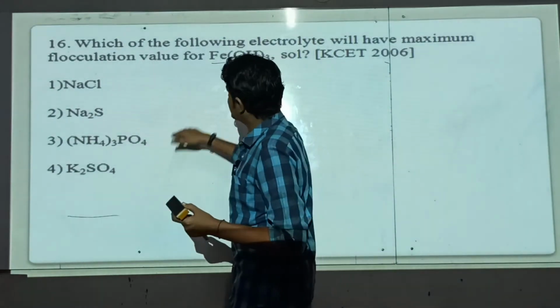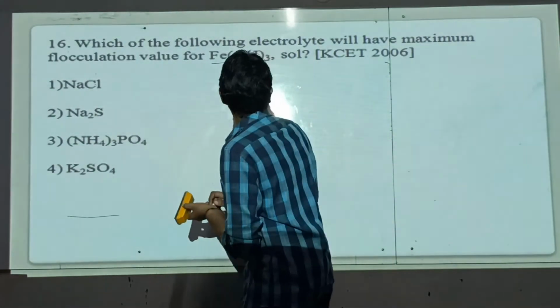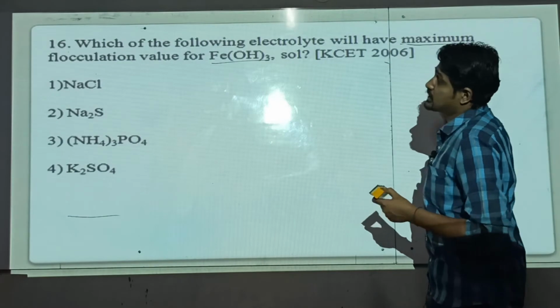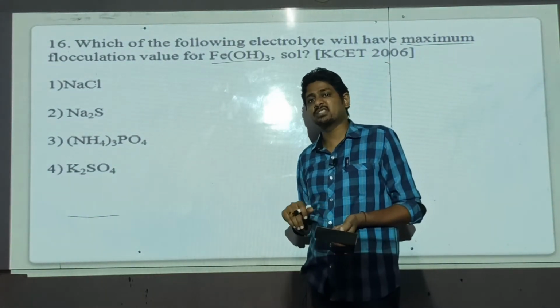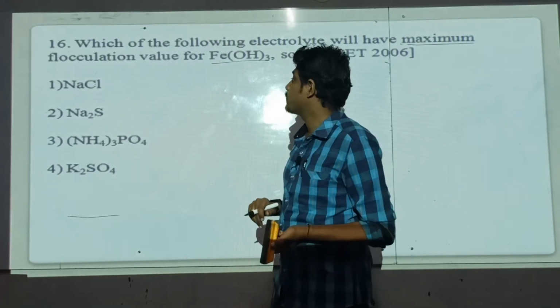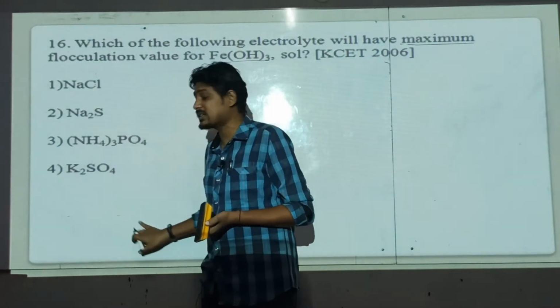Here, all positive given means it is negatively charged only. Okay, now they are asking you what? See, maximum flocculation value. When they say maximum flocculation value, it means the oxidation state of the cation will be low. So among these, which has the lowest oxidation state?